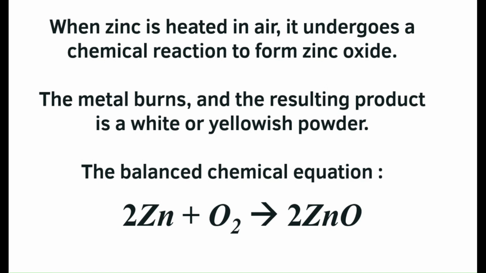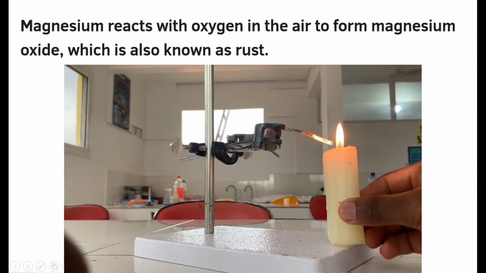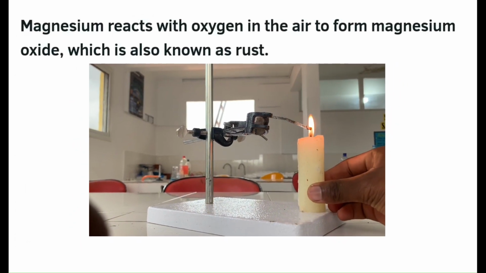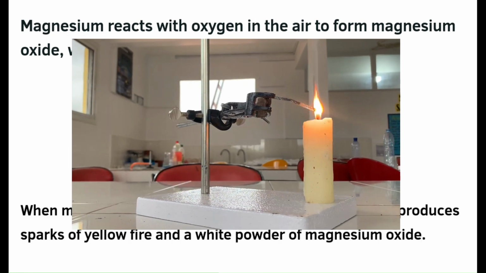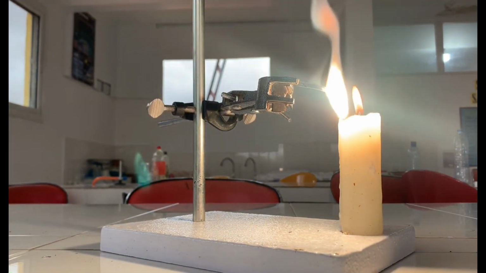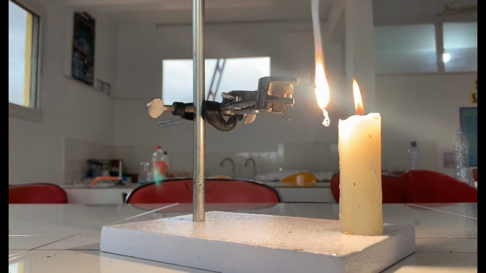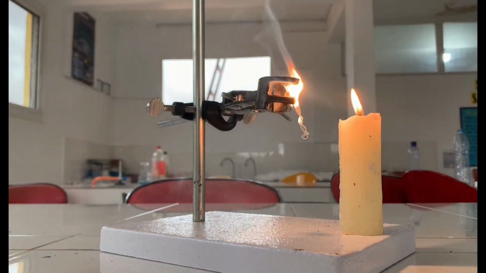Moving on, which metal burns easily to form a white solid? This is, of course, magnesium. You must have done this practical by now. This one burns with oxygen to form magnesium oxide. So this magnesium powder or ribbon is heated strongly in air. It forms a very brilliant light or yellow fire and quickly burns out to form this white powder of magnesium oxide.